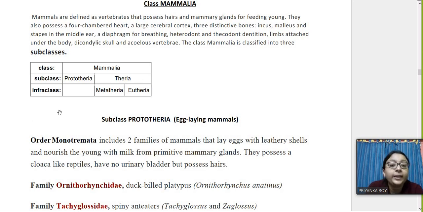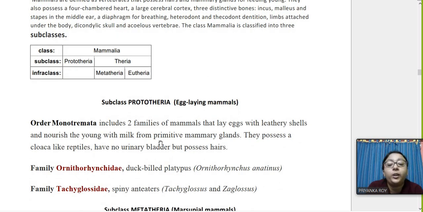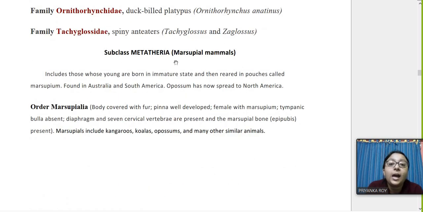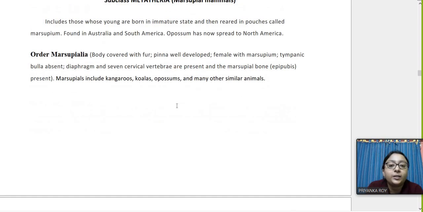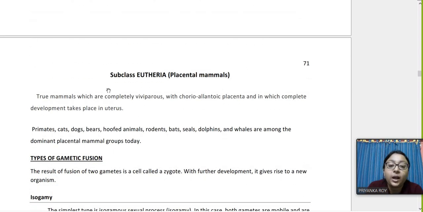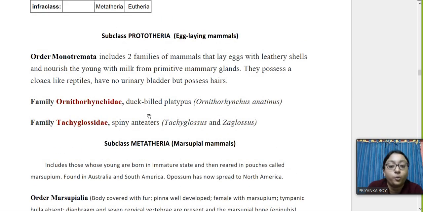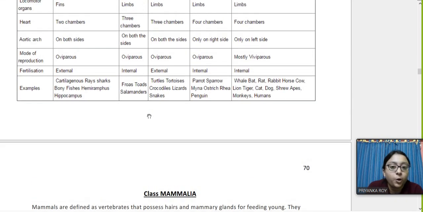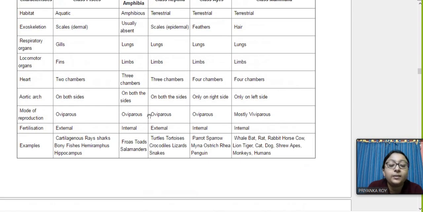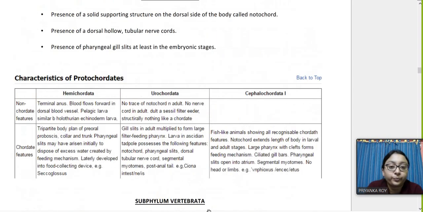Like I was saying, the monotremes are the egg-laying mammals falling under subclass Prototheria, and the Metatheria are marsupial mammals, like kangaroos, koalas, opossums, etc. And then we have the Eutheria, or the placental mammals, which are viviparous and give birth to their babies directly without any egg hatching. The egg is formed, but without any hatching of eggs. There is a direct placenta-to-mother connection, and then the baby is born.